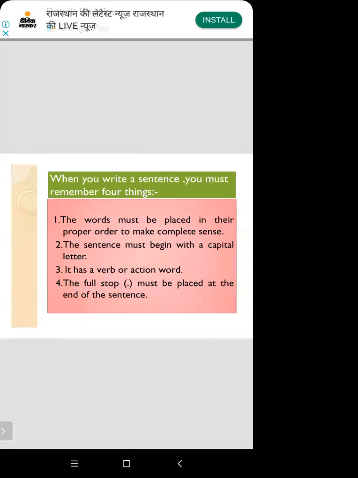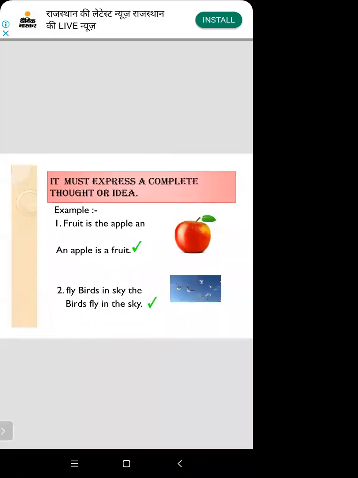Clear, student? So now here I am discussing an example of the sentence. It must express a complete thought or idea. Yes, you know very well if the sentence does not give a complete thought or idea, it is not a sentence. वो sentence नहीं होगा. I told you before, fruit is the apple, okay. So now, do these words make sense? Make any sense? No. Have you understood it? No, because this group of words is not making any sense.